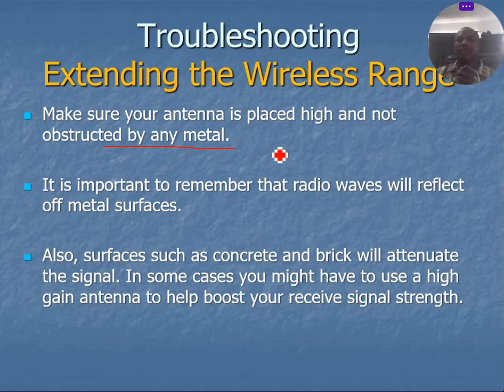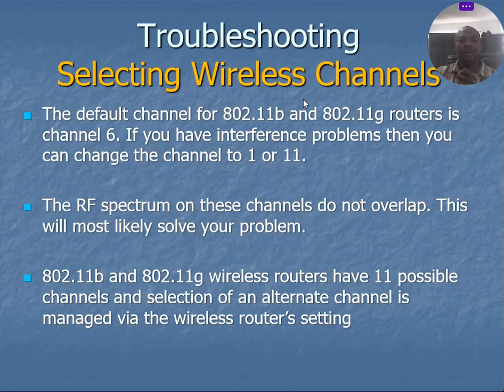In some cases, you might have to use a very high gain antenna to help boost your received signal strength at the receive end, which is costly in any case. Now let's move ahead quickly. We say selective wireless channels. I think we've already talked about this. The default channel is 6, and we've talked about it.